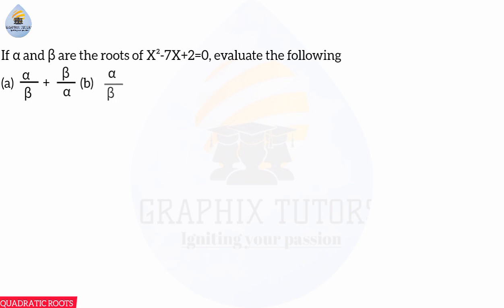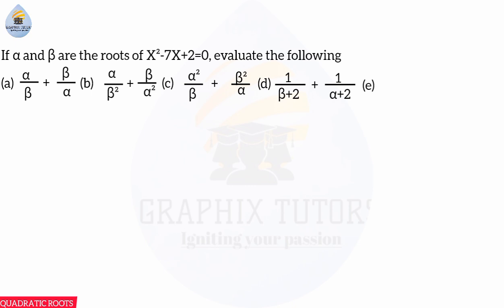B, alpha over beta squared plus beta over alpha squared. C, alpha squared over beta plus beta squared over alpha. D, 1 over beta plus 2 plus 1 over alpha plus 2. E, 2 minus alpha over 3 plus beta plus 2 minus beta over 3 plus alpha. F, alpha squared over beta squared plus beta squared over alpha squared.